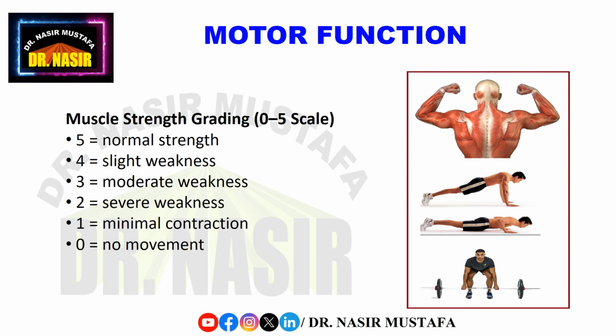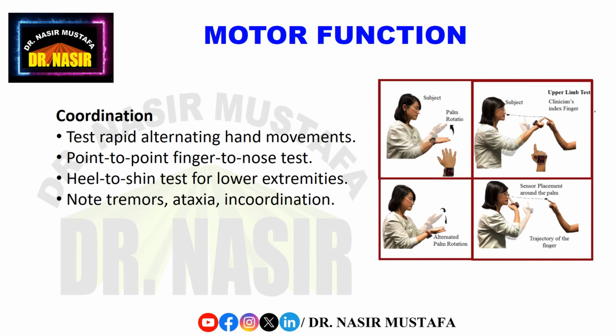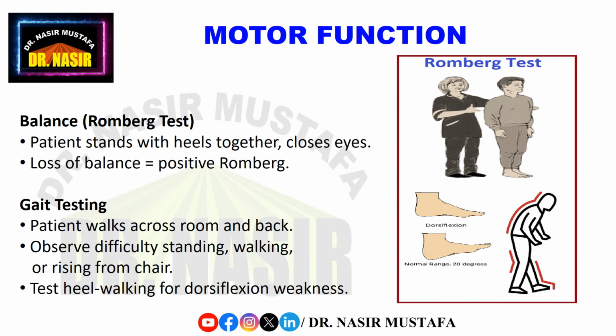Muscle strength is graded on a scale from 0 to 5. 5 is normal strength, 4 is slight weakness, 3 moderate weakness, 2 severe weakness, 1 minimal contraction, and 0 means no movement. Next, assess coordination. Test rapid alternating hand movements. Perform the finger-to-nose test and a heel-to-shin test for the lower extremities. Observe for tremors, ataxia, or incoordination.